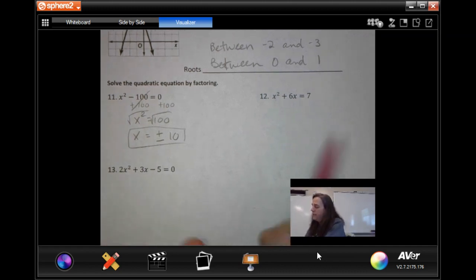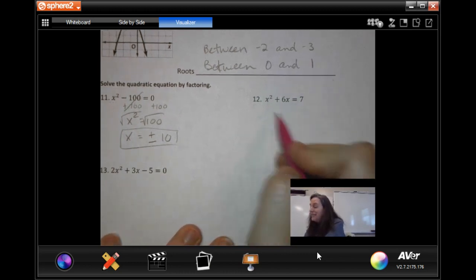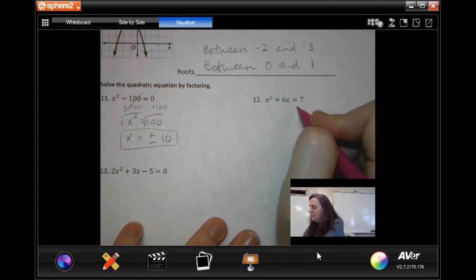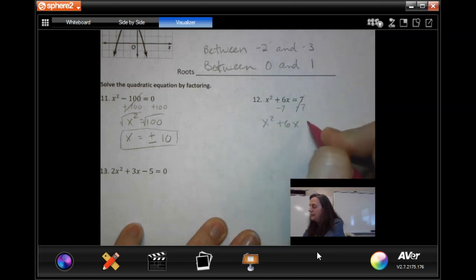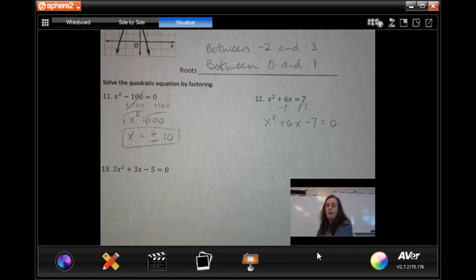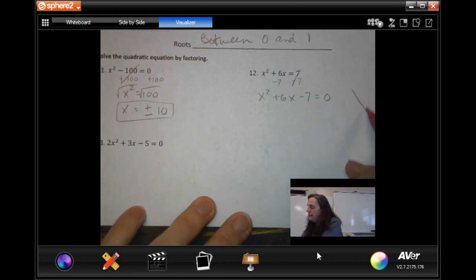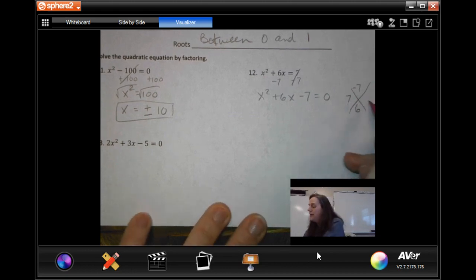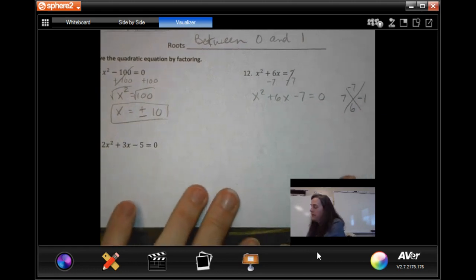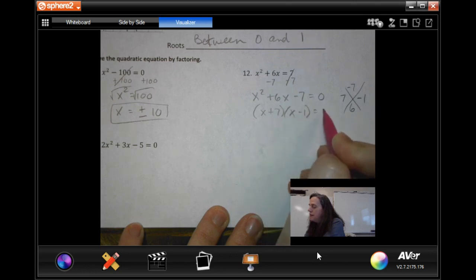Okay, let's look at the next one. X squared plus 6x plus 7. All right, to factor that, we need it to be equal to 0. Do you remember that lesson when we talked about that? Let's get the 7 to the other side. X squared plus 6x minus 7 equals 0. Now we can go ahead and find roots or solutions or zeros. Let's see. Two numbers multiplied to -7, and when you add them, it's 6. So how about we do 7 and -1? Sound good? Okay. X plus 7, x minus 1.